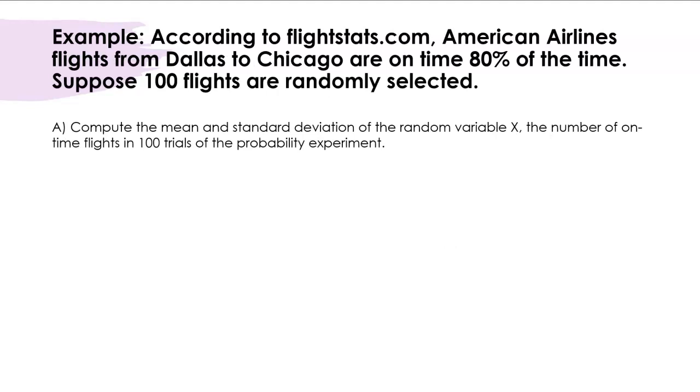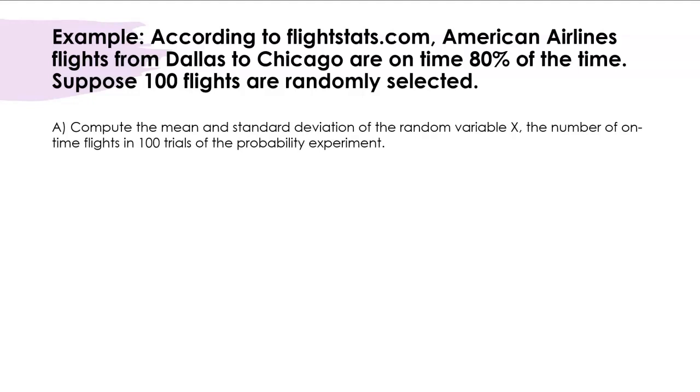So here's an example. According to flightstats.com, American Airlines flights from Dallas to Chicago are on time 80% of the time. So suppose 100 flights are randomly selected. What we want to do is compute the mean and standard deviation of the random variable X, which is the number of on-time flights.